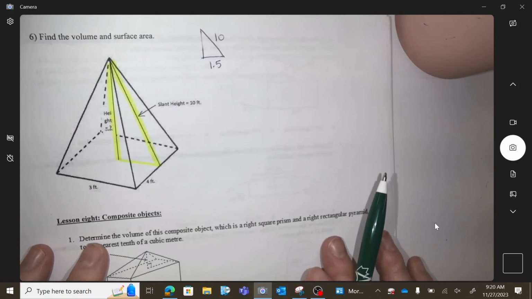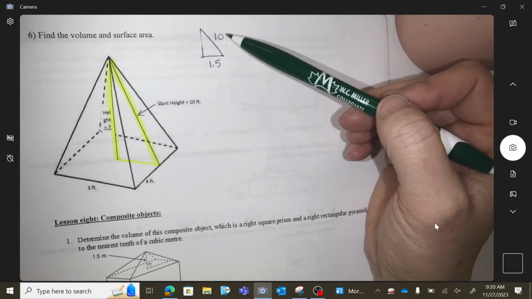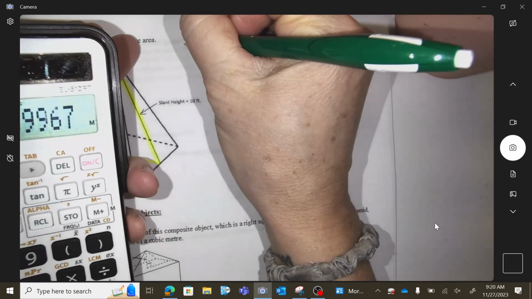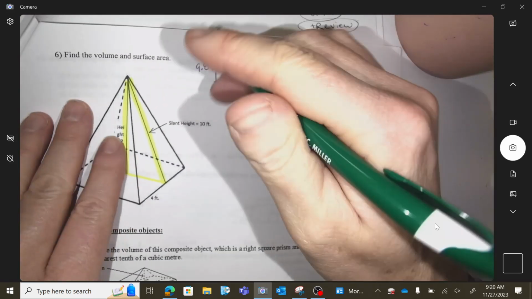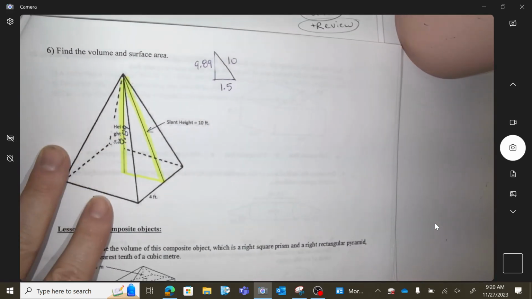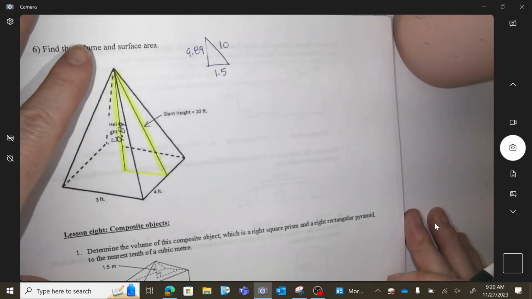Okay? Can you get me a height measurement now? You have to do 10 squared minus, right? The Pythagorean subtraction version. Okay, how did that go? 9.89?